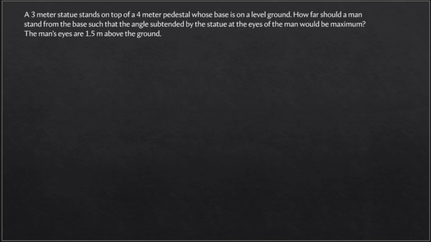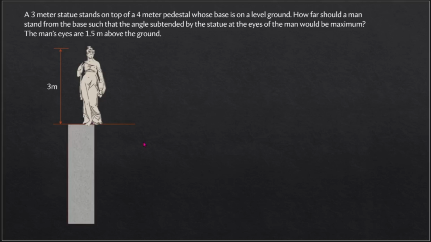In our video for today, we are going to solve a maxima-minima problem. We have a 3-meter statue that stands on top of a 4-meter pedestal whose base is on level ground. We have to first illustrate this. So we have our statue. This is 3 meters in height, and then this is standing on a pedestal which is 4 meters high.